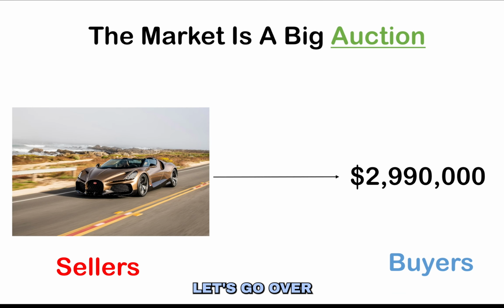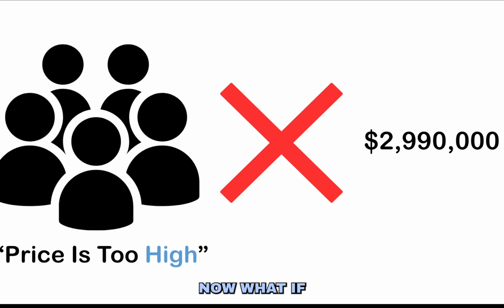Now first, let's go over how the market actually works. So like any market, we have buyers and we also have sellers. In this photo I have here, I have a Bugatti. So let's say that this Bugatti is being sold by a group of sellers, like your local car dealership, for this price. Now what if these people who want this Bugatti say that the price is too high? What's gonna happen to the price of that Bugatti?